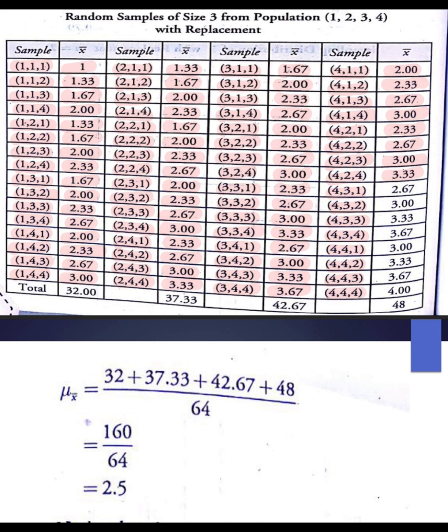4 plus 3 plus 1 divided by 3 is 2.67. 4 plus 3 plus 2 divided by 3 is 3.00. 4 plus 3 plus 3 divided by 3 is 3.33. 4 plus 3 plus 4 divided by 3 is 3.67.